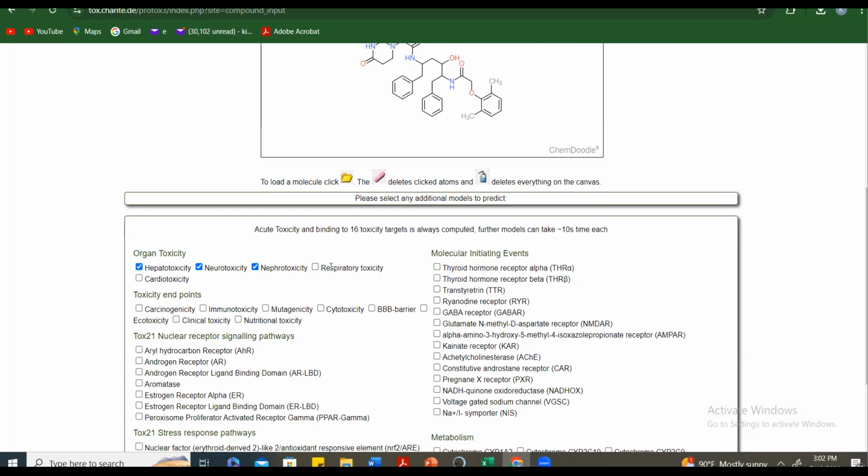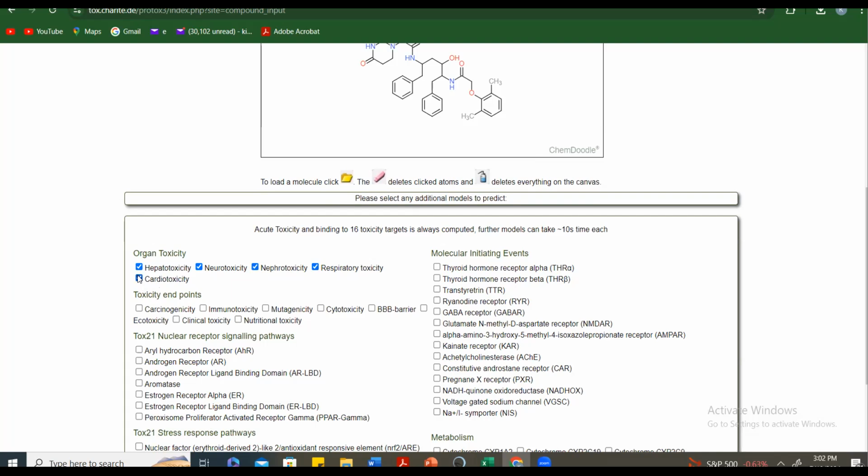Then the next thing is respiratory toxicity. It's not going to harm the respiratory system, the lungs, and the rest. Let's select that too. Then cardio. Cardio refers to the heart. It's not going to cause damage to the heart, maybe a heart attack, heart failure, or any form of damage. So let's click on it.